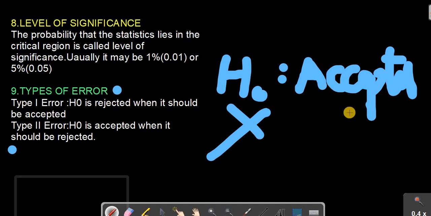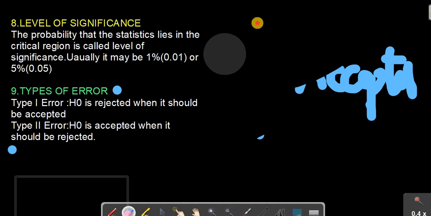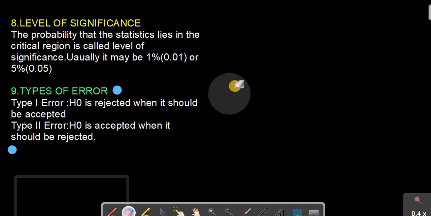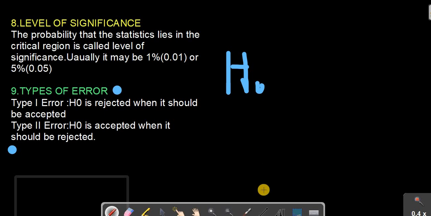This type of error we call a type 1 error. So what is the other chance? Exactly the opposite: H0 should be rejected, but it is accepted. Actually H0 should be rejected, but it is accepted. This type of error we call a type 2 error.